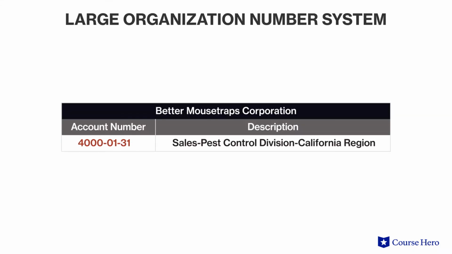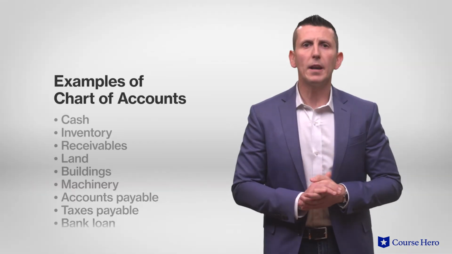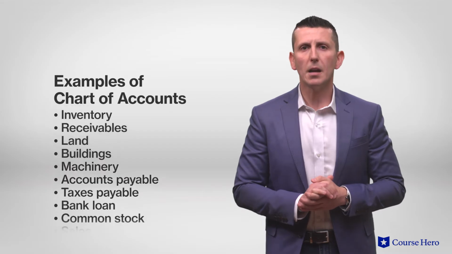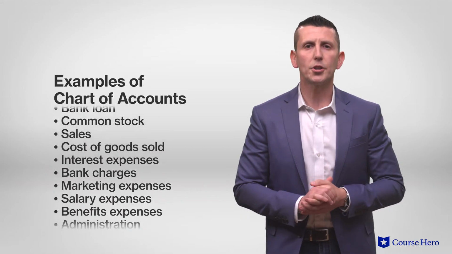For example, suppose a pest control company tracks sales by type and location. Their chart of accounts may have account 4000-0131 for sales, pest control division, California region. While each company will have a different chart of accounts, there are some accounts that appear on nearly all charts of accounts.